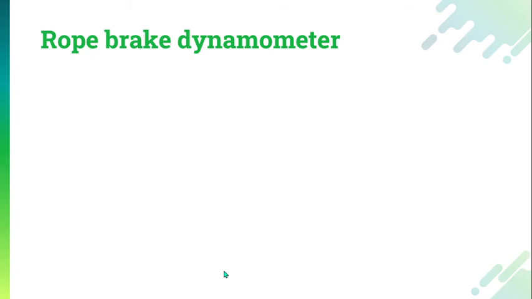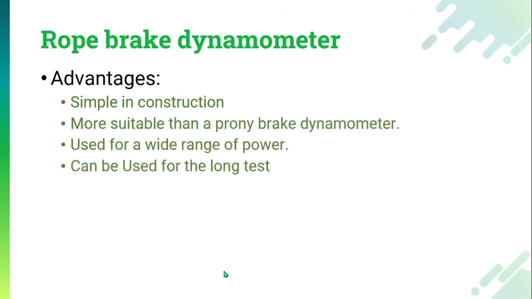Now these rope brake dynamometers are also very useful. They are found in many places whenever we want to identify the torque, and there are some advantages. The very first advantage, they are simple in construction. Second, they are more suitable than the Prony brake dynamometer. They are actually very good in the long run. They can be used over a wide range of powers. It can be used for long tests with little overheating without requiring any kind of adjustment. That's why they are so useful.